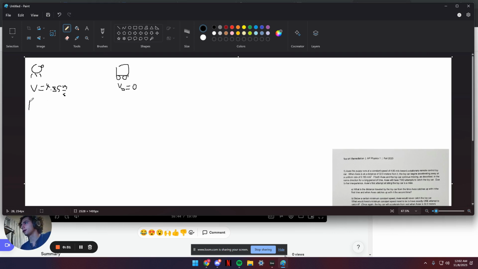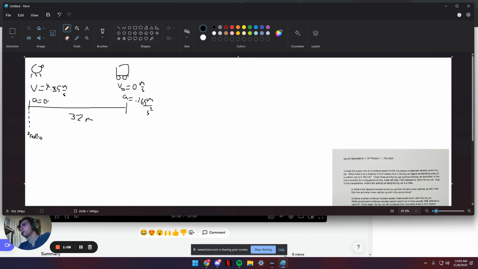When Avi is at a distance of 32 meters from this car, let's set the x reference here as 0. And when it's 32 meters away from the car, it begins to accelerate at a uniform rate of 0.165, let's not forget units, meters per second squared. So we know the dog's acceleration is 0 because it's not accelerating.